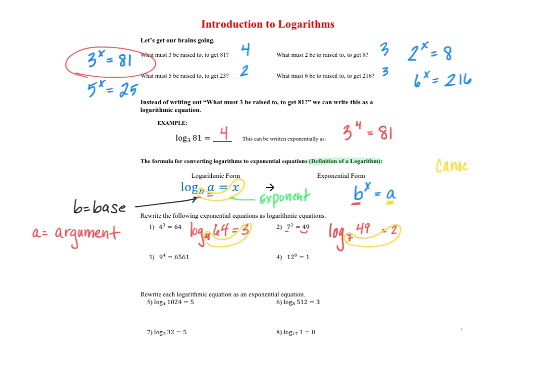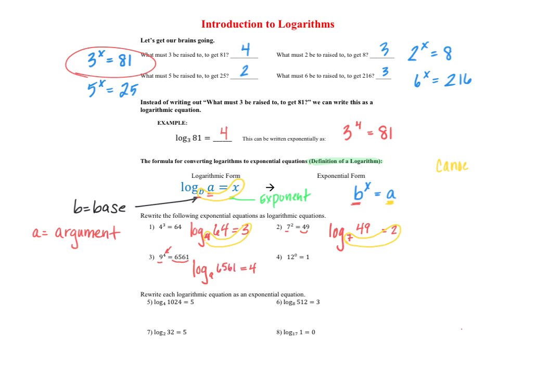I would like you to pause the video and try number 3 and 4 on your own. Okay, let's see how you did. Rewriting these in logarithmic form. My base of my exponential expression is going to be the base of my log. The exponent, the 4, represents my log, so that's going to go on the right. And the value on the right here, 6,561, is going to be my argument.